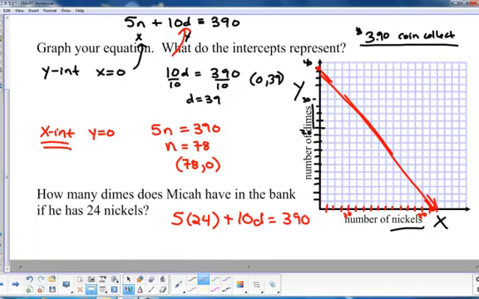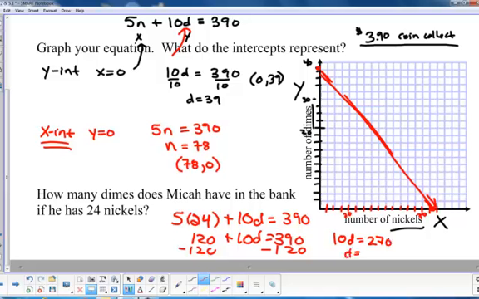And solve. So 5 times 24 is 120. So if you subtract 120 from both sides, you get 10D equaling 270. And if you divide by 10, D is 27. So that's the ordered pair, (24, 27). And that should be right on our line. So 24 is right here. If I trace that up to my amazingly straight line, 27's right here. It should hit right on, which is beautifully a miracle.